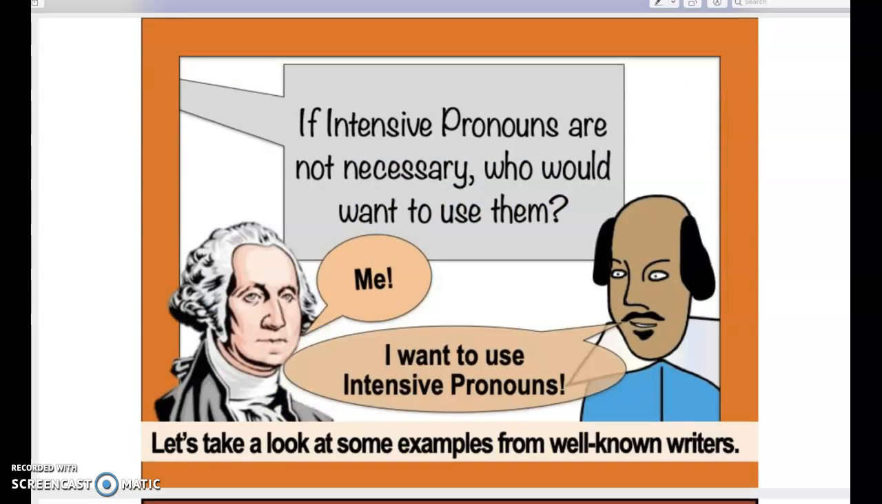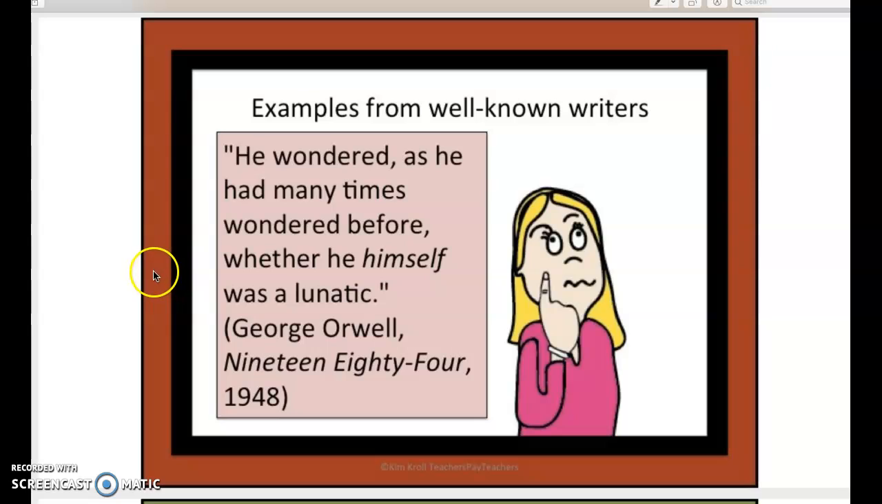If intensive pronouns are not necessary, who would want to use them? Me. I want to use intensive pronouns. Let's take a look at some examples from well-known writers. He wondered, as he had many times wondered before, whether he himself was a lunatic. Himself is emphasizing he. That was written by George Orwell.